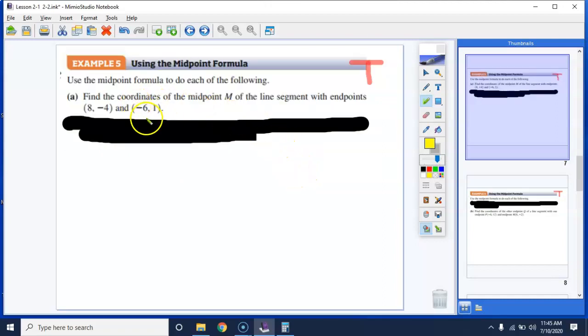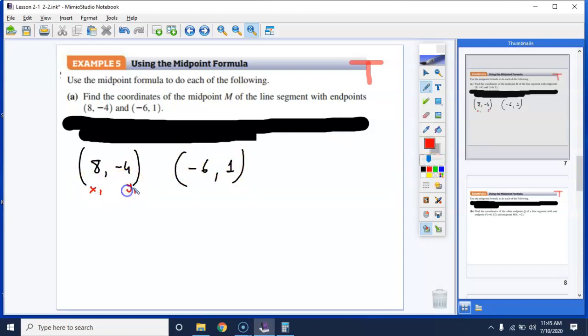Here we are. So find the coordinates of midpoint M. Those are my endpoints, right? So to find the midpoint, let me go here, (8, -4) and (-6, 1). This one should be x1, y1, this one should be x2 and y2. So add the x values, 8 plus -6 divided by 2, right? The other one should be y values, -4 plus 1 divided by 2.